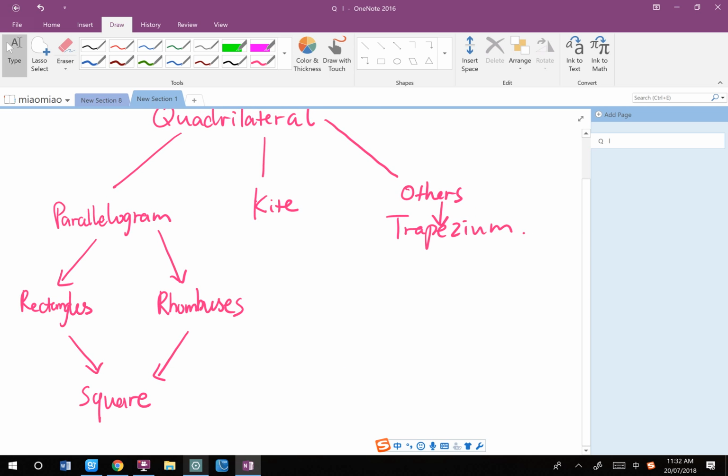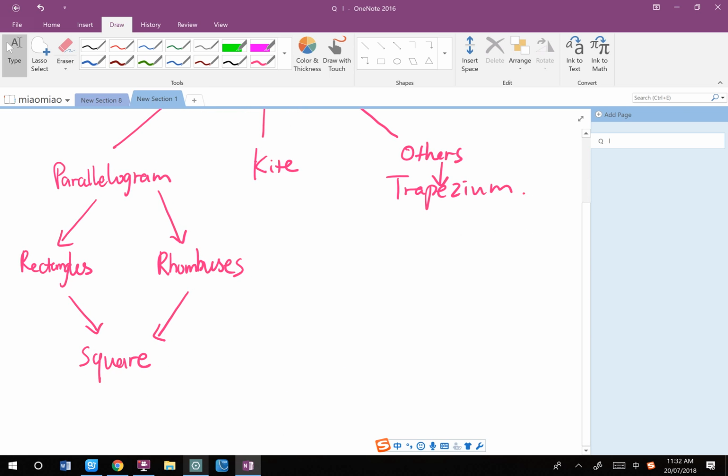So why are they special? Why are they parallelograms? Because for a rectangle, there are two pairs of sides parallel to each other. And the rhombus has four equal sides, but it still has parallel sides.